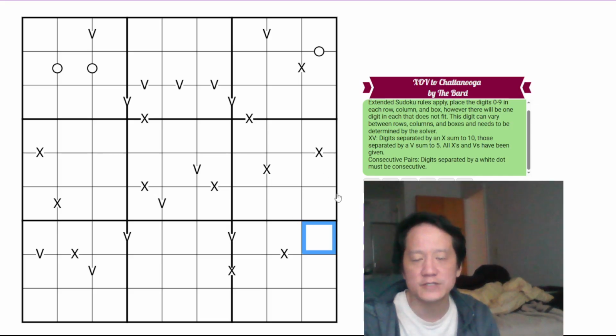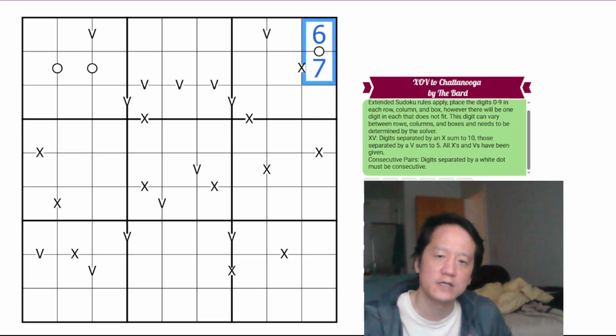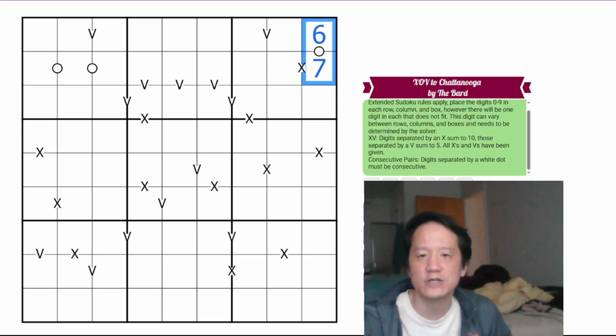We also have consecutive pairs, where digits separated by a white dot must be consecutive. So for example, if this were 6, this would have to be 5 or 7 to make sure that these digits are consecutive. And those are all the rules. If you'd like to play along, there's going to be a link in the description. And now, I'm going to get started.